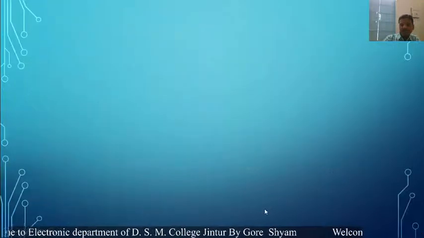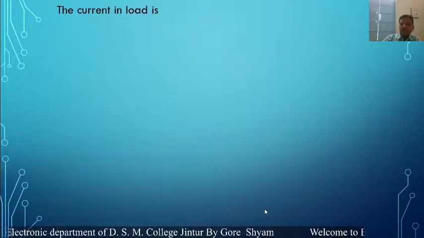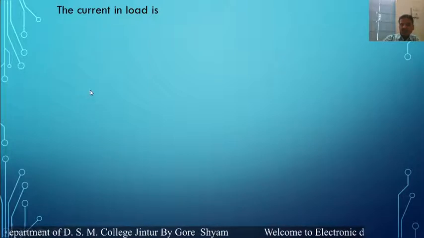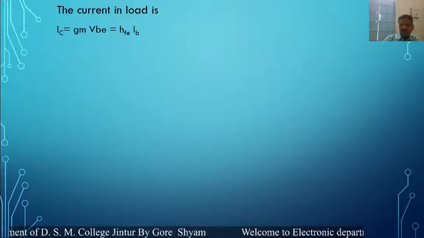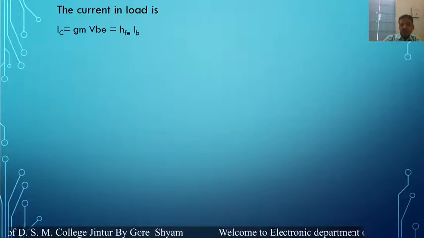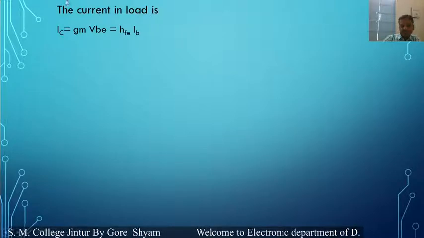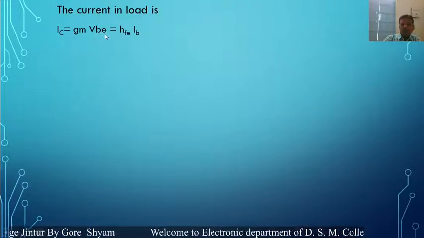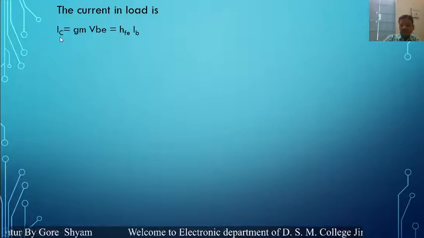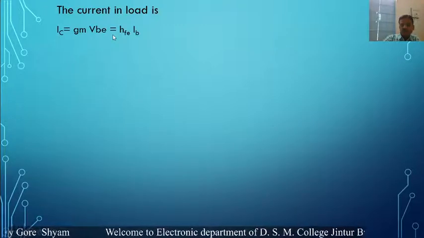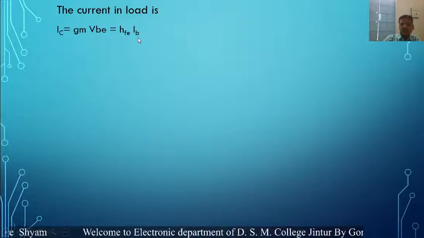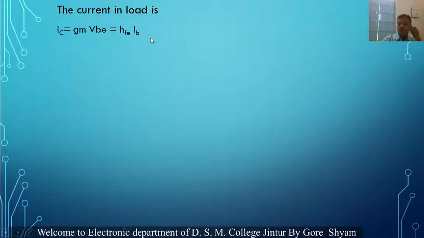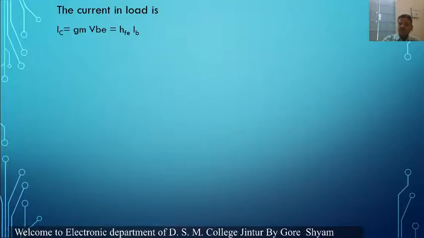Now let us find out the current gain. For that, we have the current in the load. The current flowing through the load means the current flowing through the load resistance, and here the current IC is equal to GM into VBE. The collector current is equal to GM into VBE, and this can also be written as HFE into IB. GM into VBE is equal to HFE into IB.